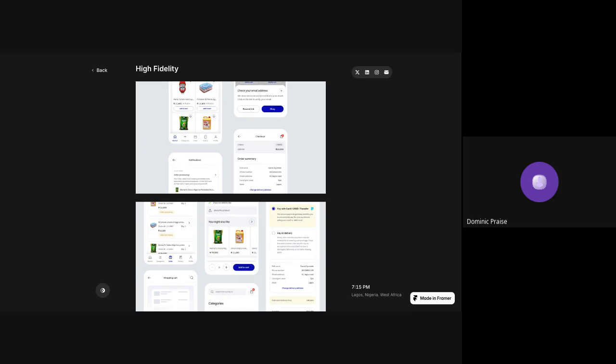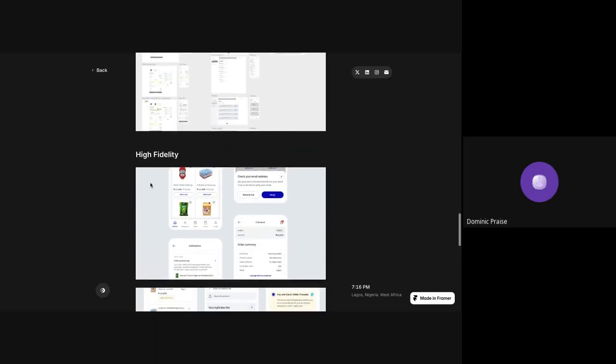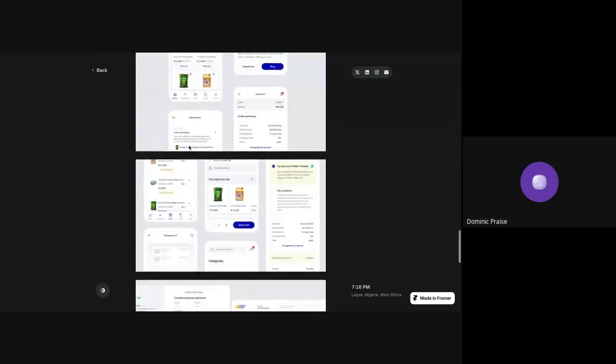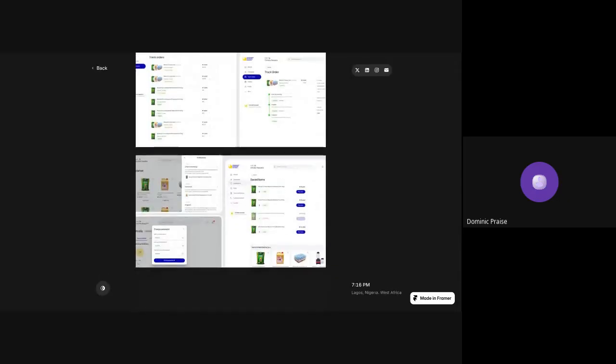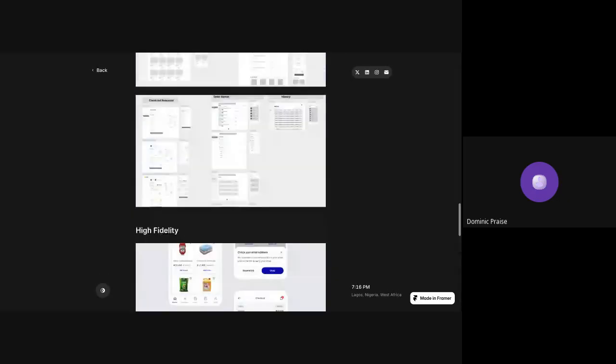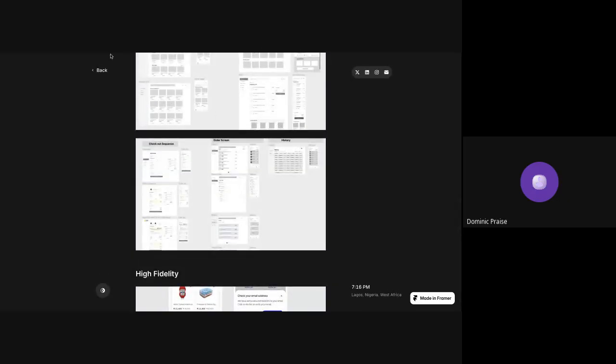parts, the key screens. You need to highlight the things that are very important. For instance, this person showed us how the ordering process is, the order summary, notifications, just a list of screens being highlighted. As you are telling the story, you need to show us what your design actually looks like.